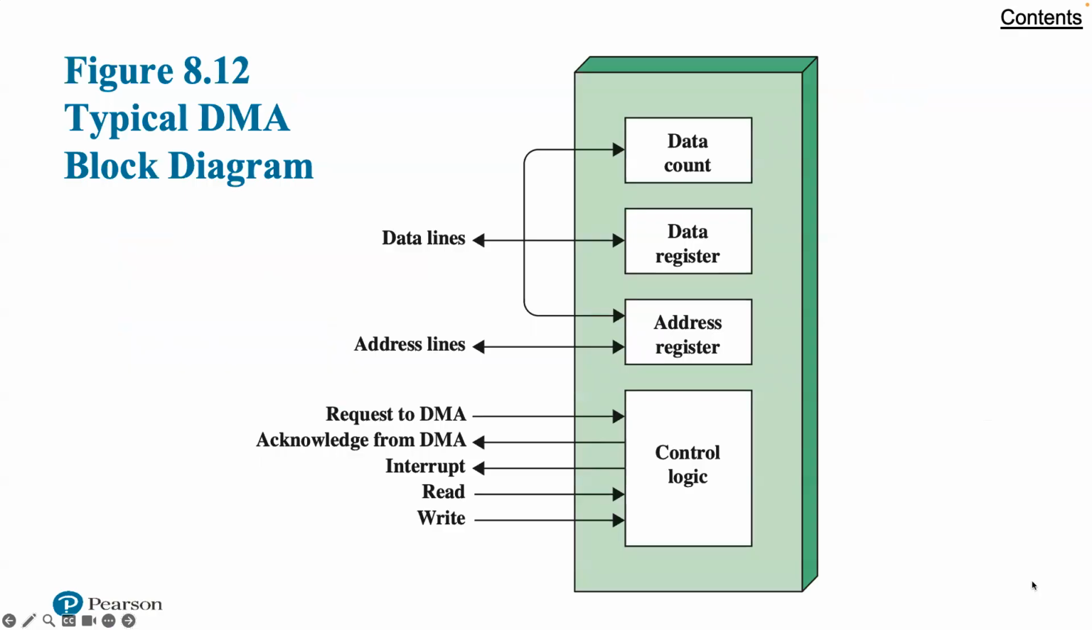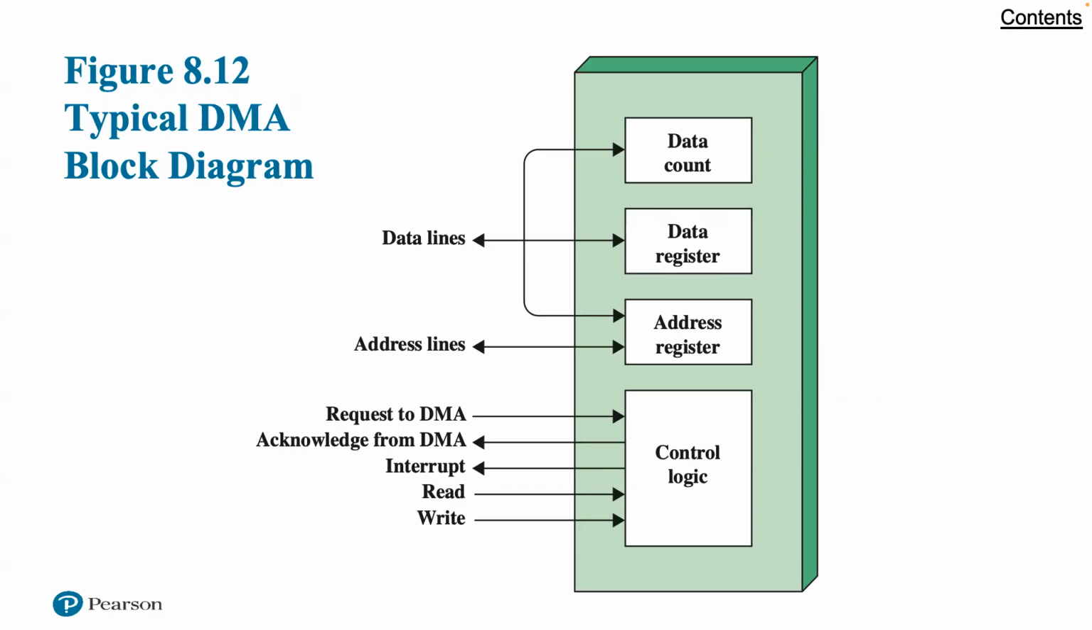So here is a typical block diagram for DMA, direct memory access. DMA involves an additional module on the system bus. The DMA module, as we're shown here in figure 8.12, is capable of mimicking the processor and indeed of taking over the control of the system from the processor. So you're offloading things from the processor. It needs to do this to transfer data to and from memory over the system bus.